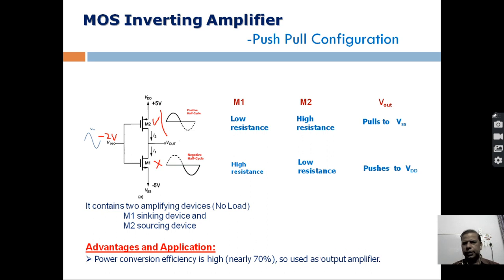The reason is that the output stage of any amplifier is required to supply a sufficient amount of current to the load, and so that's why we need a circuit which has high efficiency, right?